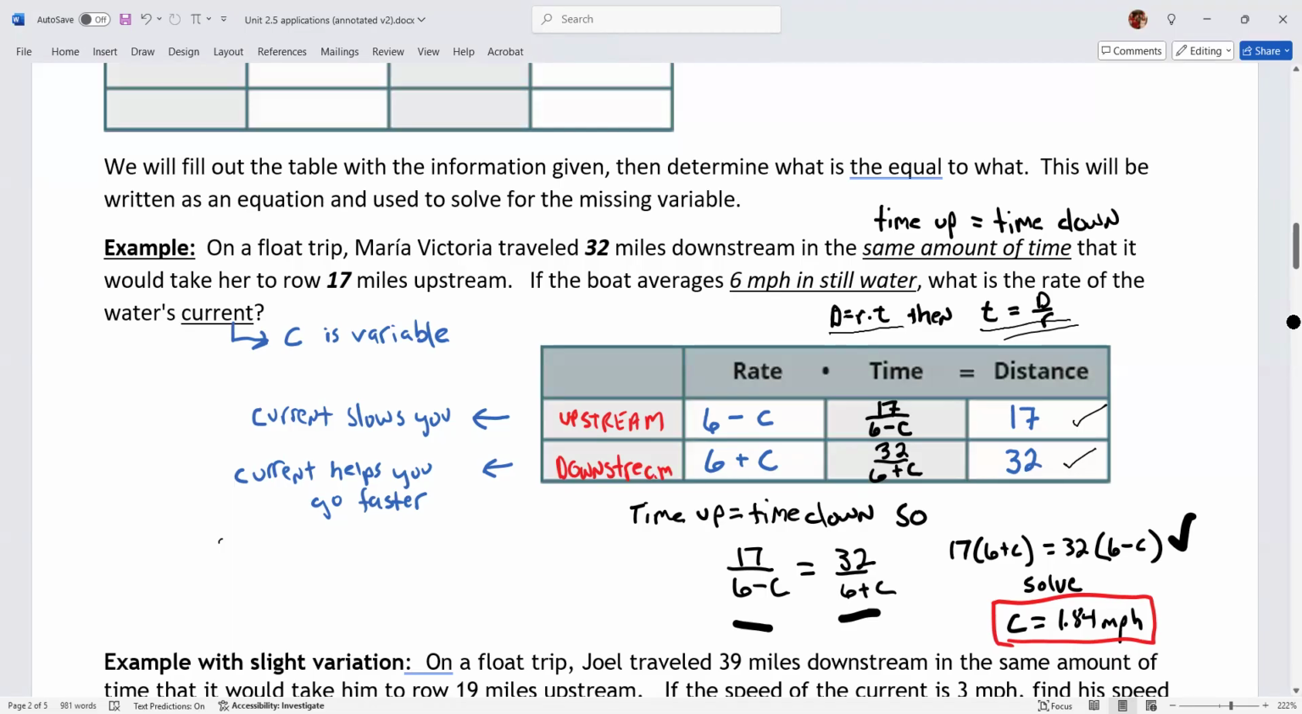Okay, so again, you fill out what you've been given in the chart. What is the variable you're solving for? And you can express rate or time or distance in terms of the other two, depending on what it is that you're trying to solve for. Okay, so you may have to watch that again for it to make complete sense.